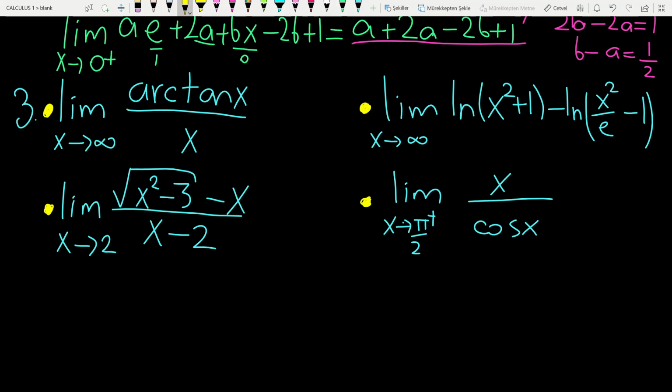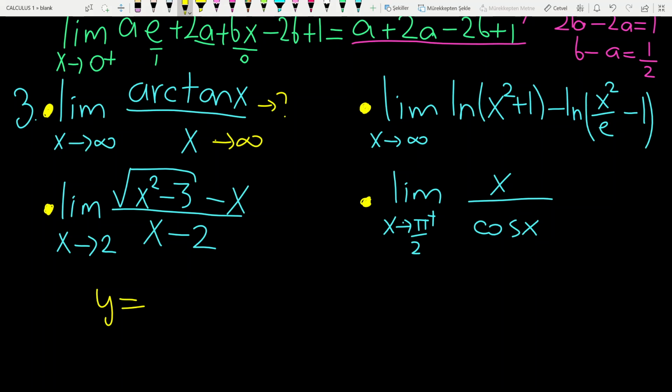The third question is the limit questions. We have 4 limit questions. The first one, when x tends to infinity, arctangent x over x. So when x tends to infinity, of course the denominator tends to infinity. What about the numerator? You either remember the graph of arctangent x or use this identity.